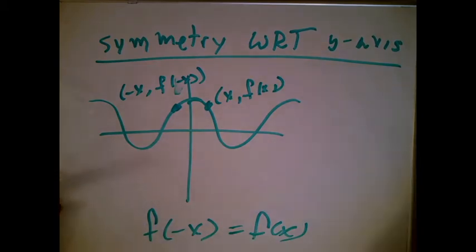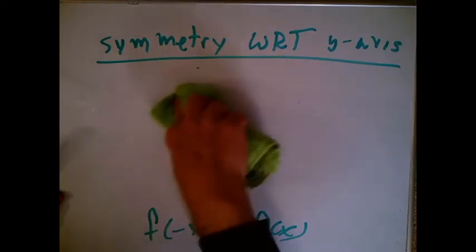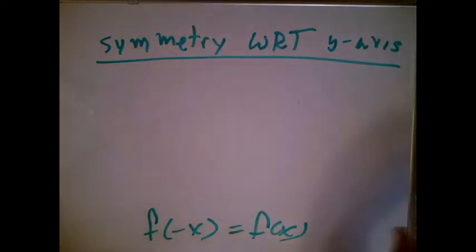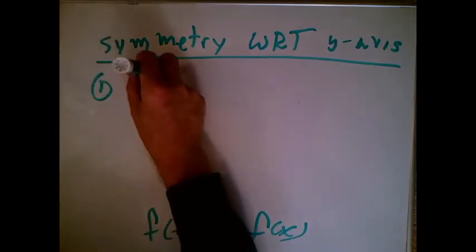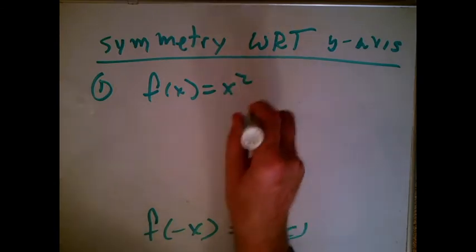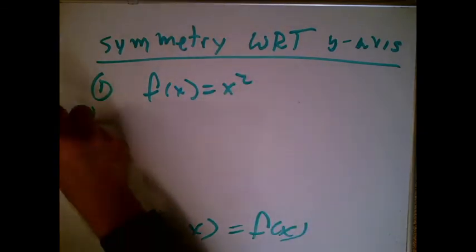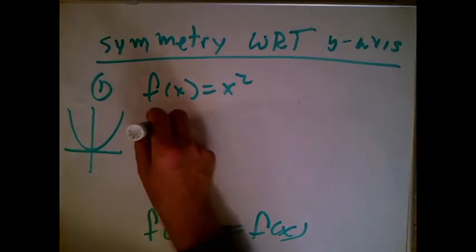Now, a quick check for some things that are symmetric with respect to the y-axis, and maybe one that's not. The most common one that is nice and easy. Let's just look at x squared. Graphically, that's just a parabola, vertex at the origin. That is symmetric with respect to the y-axis. We're good. But now let's do the check.